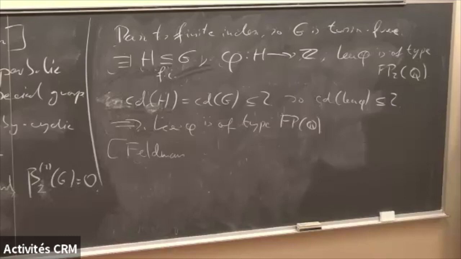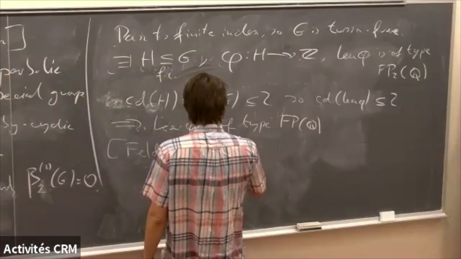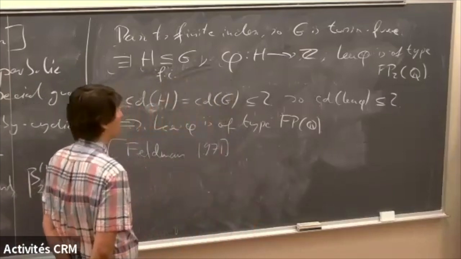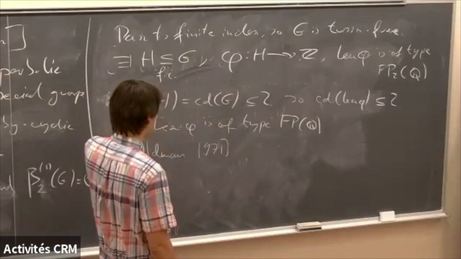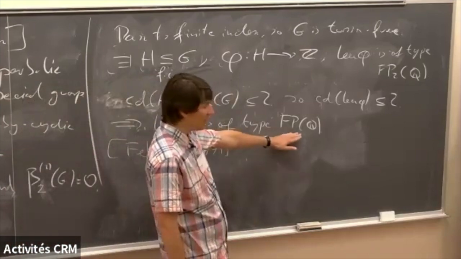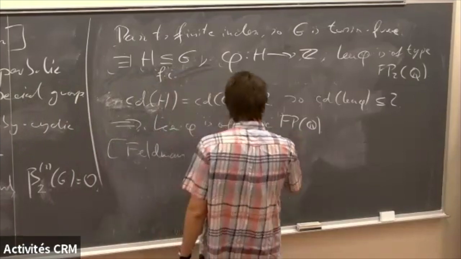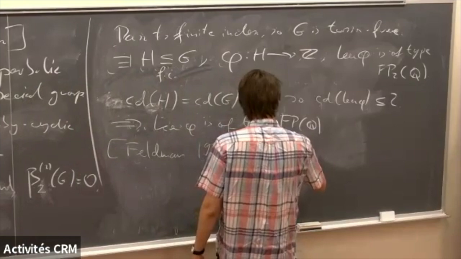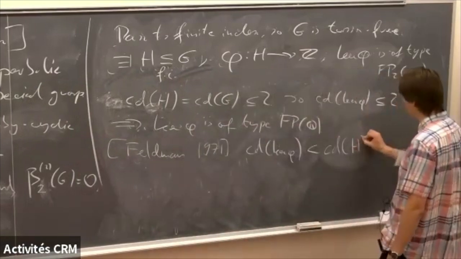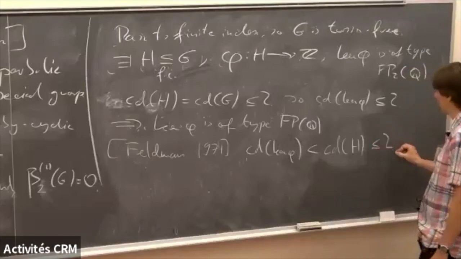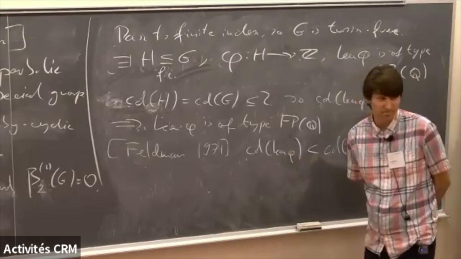Yeah, 1971. So Feldman proved that if you have a group of finite homological dimension like H, and you have a map to Z, and you have a kernel, and the kernel has good enough finiteness properties, in particular this is FP2, then the cohomological dimension of this kernel has to be strictly lower than the cohomological dimension of the group. Okay? But that tells us that the cohomological dimension of the kernel is 1. Okay, and we are done.